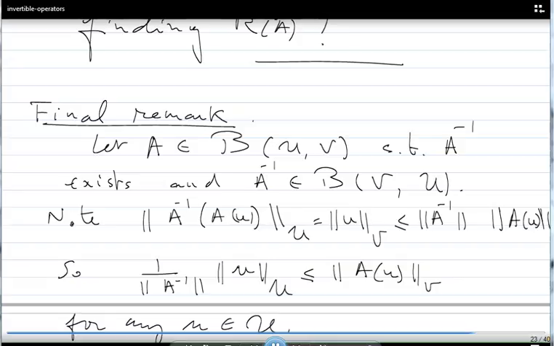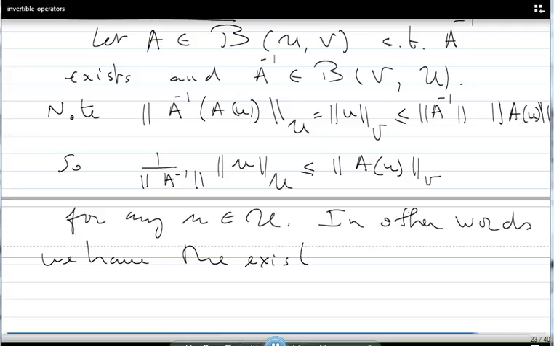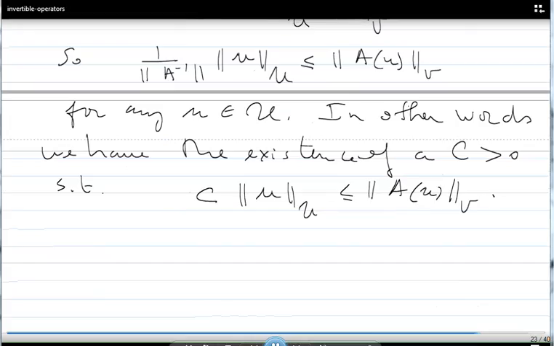So what's interesting here is that this inequality, in other words, under the assumptions that exist, means we have the existence of C positive such that C times the norm of u in U is less or equal to the norm of Au in V. These kind of maps, they have a named definition.